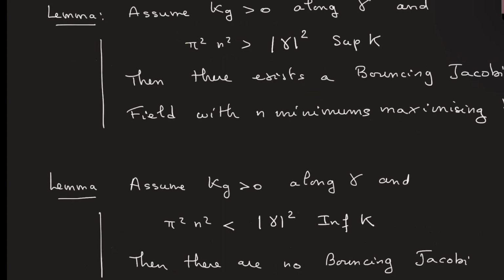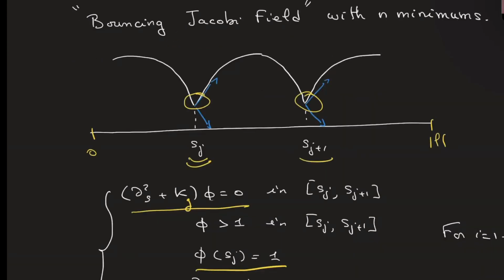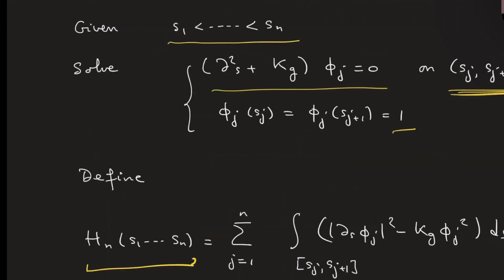And what you can check is that critical points of this functional here, you have to move the points S1 to Sn, they give rise exactly to bouncing Jacobi fields. So each time you have a critical point of this finite dimensional function, then you get a bouncing Jacobi field, and from this bouncing Jacobi field, you can build a solution of the Allen-Cahn equation.